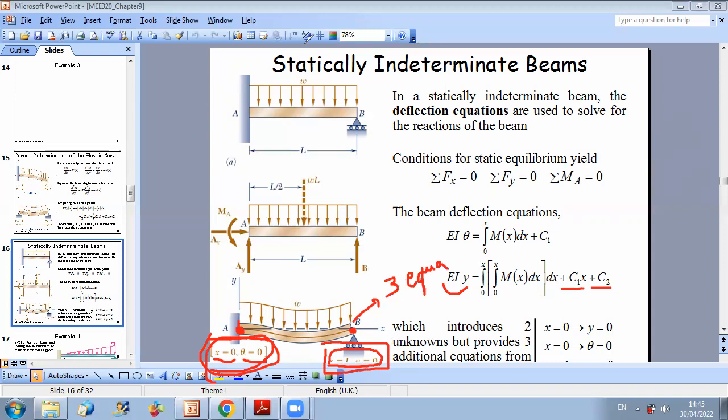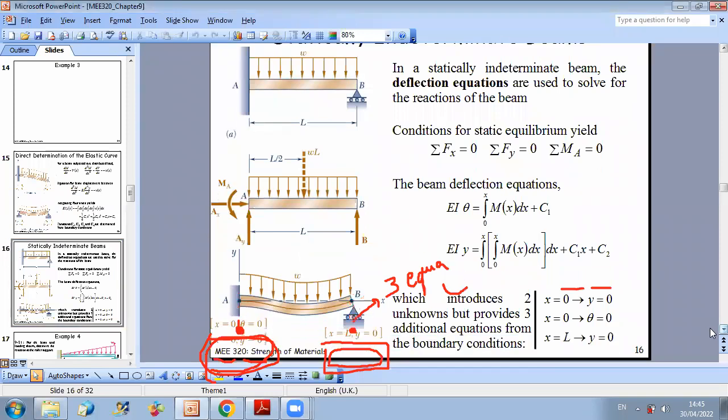Okay? So the idea is that introducing the concept of deflection, I introduced 2 unknowns only, C1 and C2, but I have 3 equations. So 2 equations will give me C1 and C2. And the third one will help me to find my reaction.